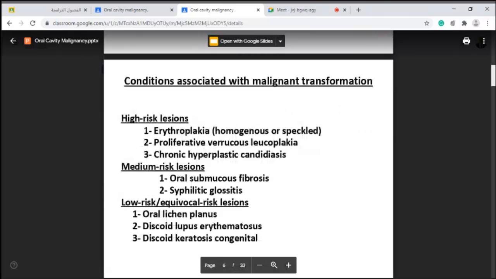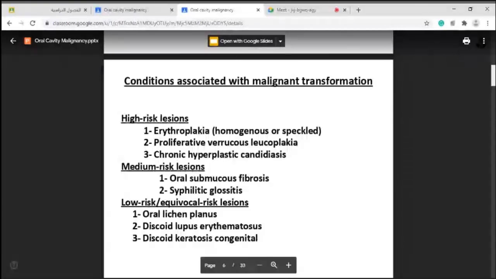The conditions associated with malignant transformation, high-risk lesions: erythroplakia. Erythro means red. Plakia means patch. So the red patch, this is very serious. And also proliferative verrucous leukoplakia. Leuko means white. Plakia means patch. IA means condition. So a condition of white patch. And this is also very important. We should differentiate it from the coated tongue.